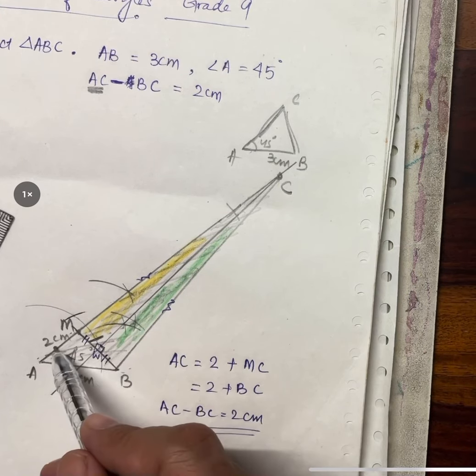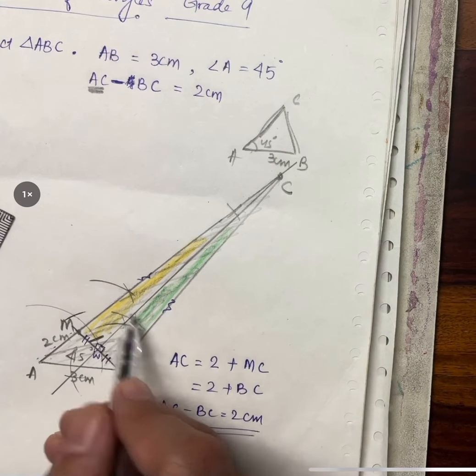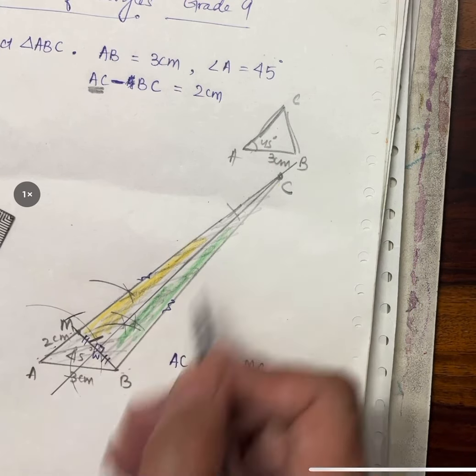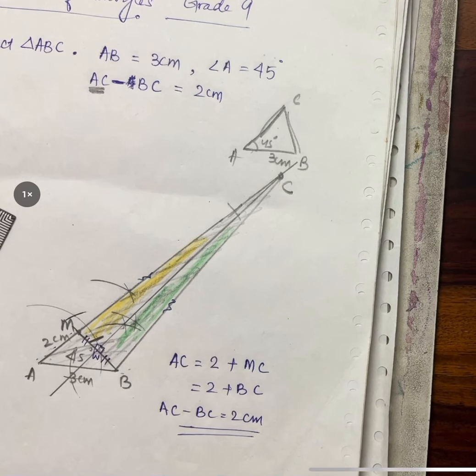The difference between the AC length and the BC length is coming out to be 2 centimeter because of this symmetry here, because of this isosceles property here. This is something to keep in mind. We should know the reason behind what's going on, what we are doing.